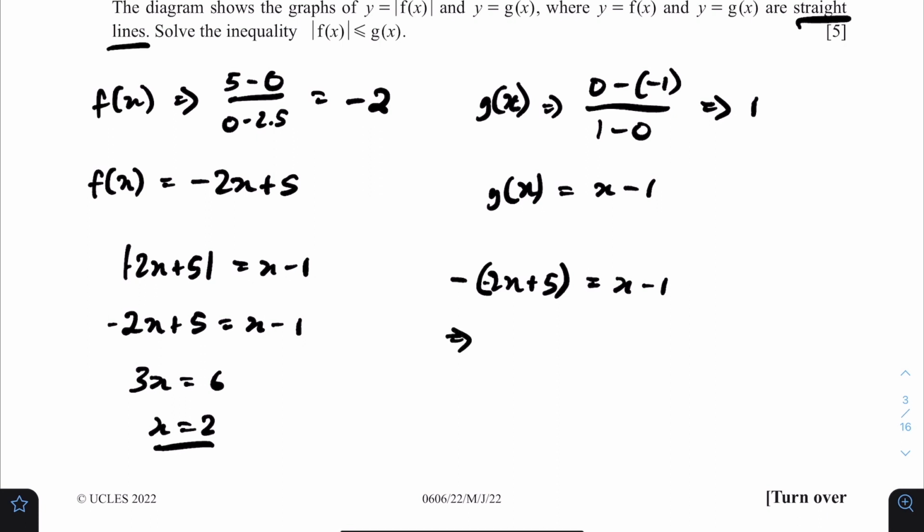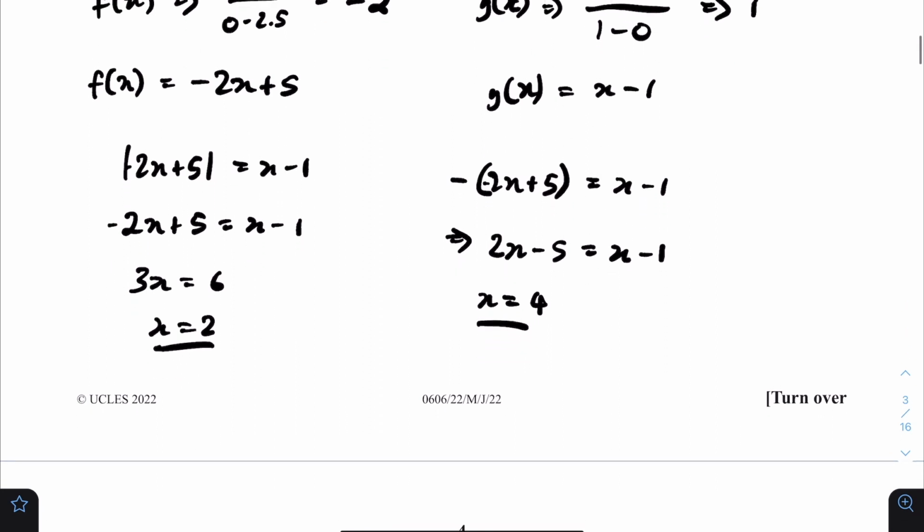So if we solve this equation, we get 2x - 5 is equal to x - 1. Solving it, we get x is equal to positive 4. Again, always good to check this result. So if we put 4 back into our original equation, we get negative 2 times 4, which is negative 8, plus 5 is negative 3, but then obviously the absolute value makes it 3. Then 4 minus 1 is 3, therefore x equals 2 and x equals 4 are indeed the right answers.